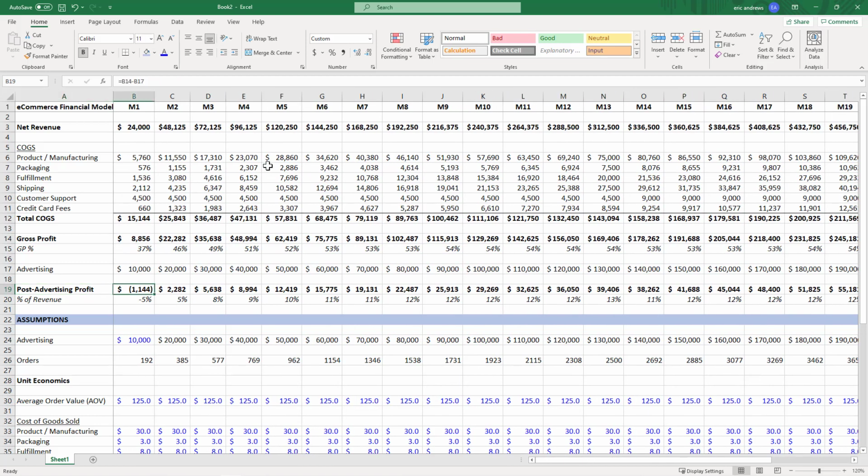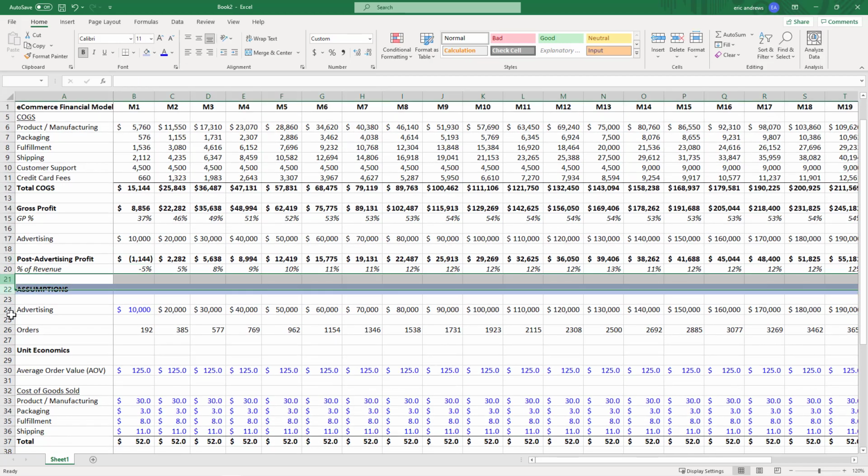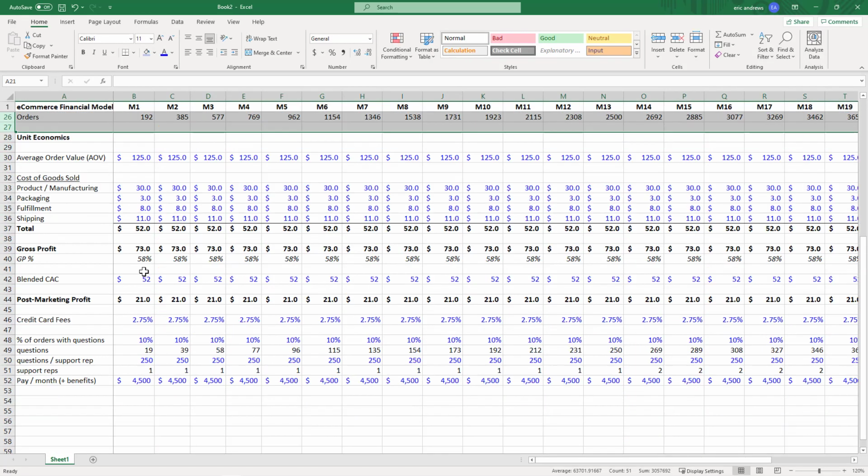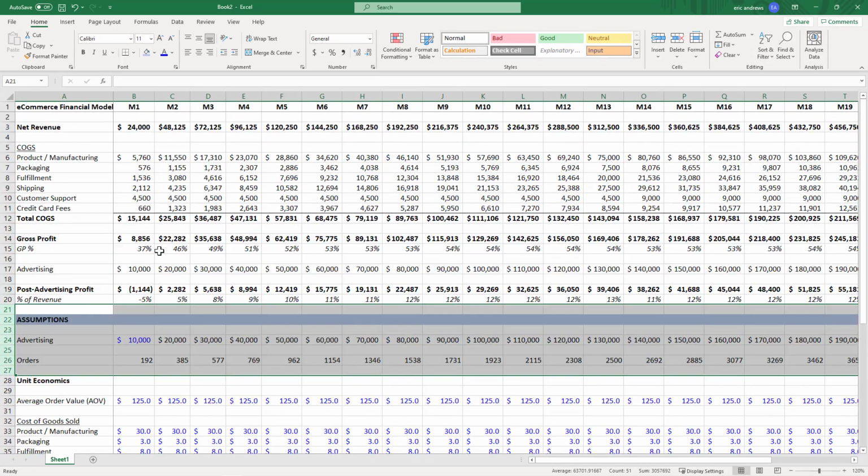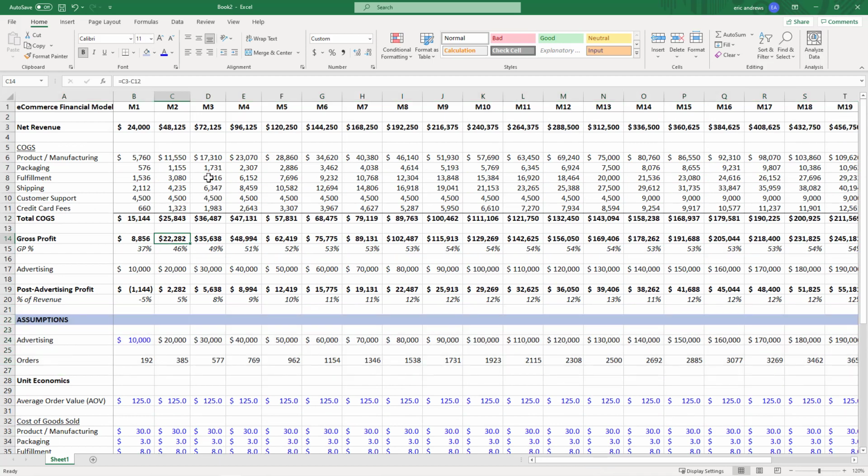Okay, so does this model include all the costs that a business would have? No, of course not. There would probably be other costs. And if you wanted to model those in, you could easily just put them below, create another assumption section at the bottom, and add in the individual costs related to your business.